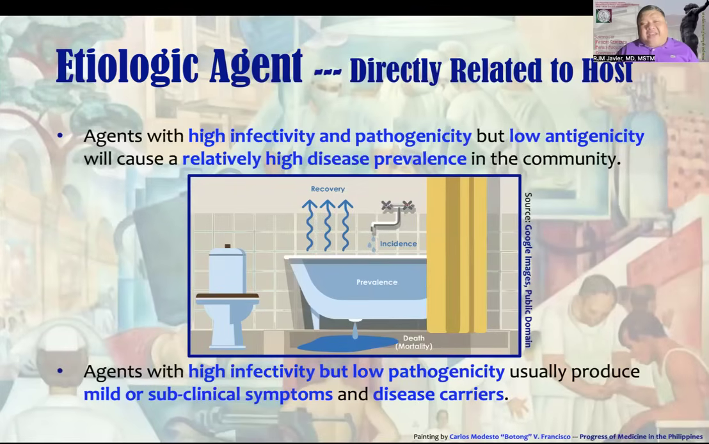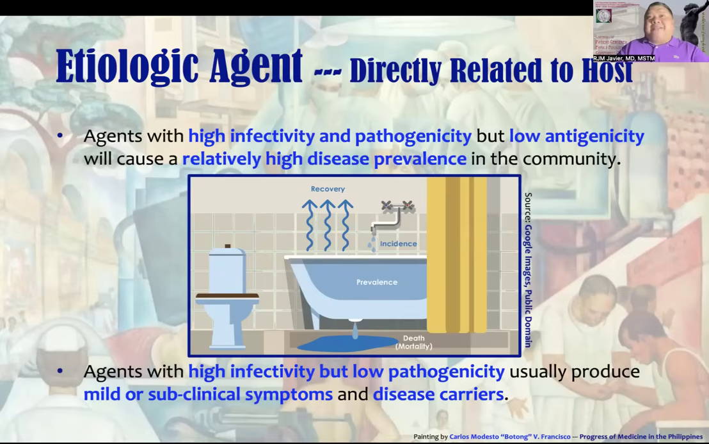Agents with high infectivity and pathogenicity but low antigenicity will cause a relatively high disease prevalence in the community. When I say prevalence, I am referring to the number of new and old cases at a given period. This is to differentiate it from your incidence. Incidence refers primarily to the number of new cases in a population at risk. So when I say prevalence, I am referring to the number of old and new cases. When I say incidence, I am referring to the number of new cases.